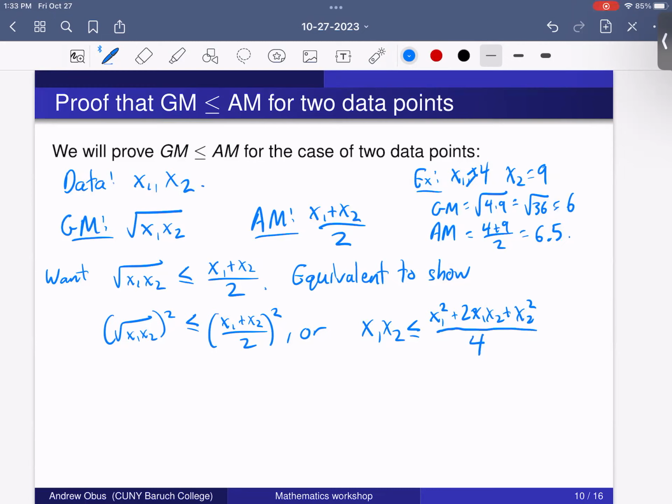Right? 6.5, I just did this out. This is just 4 plus 9 is 13 divided by 2. So it's 6.5. This is 13 divided by 2 over here.